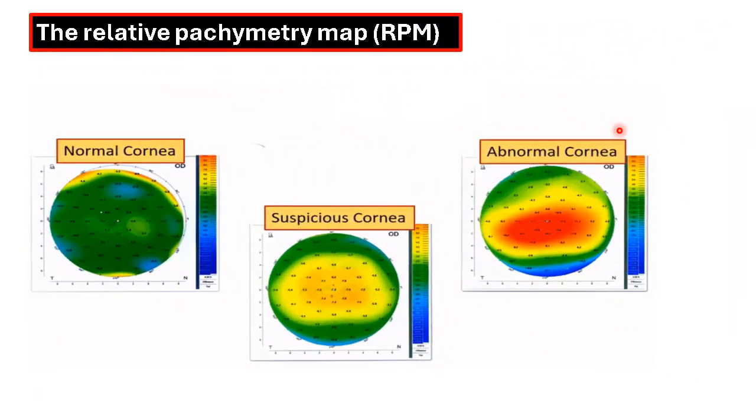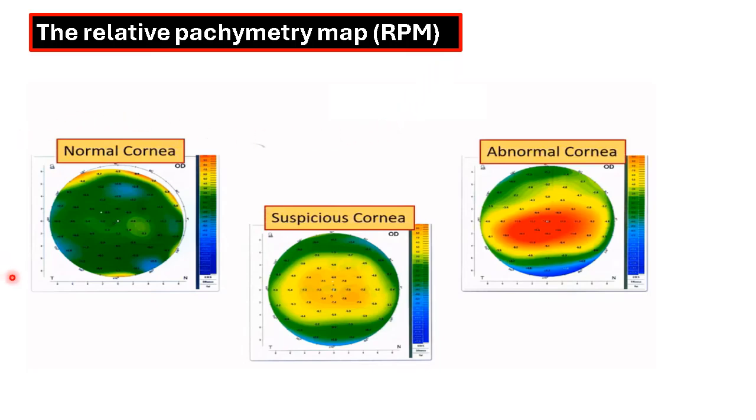Another important display of the pachymetry map is the relative pachymetry map. It is a relative pachymetry map because we compare the current pachymetry map of the patient with the normative data, so that we compare this map relatively to the normal map, and we come up with a conclusion about how much the current map deviates from the normal.